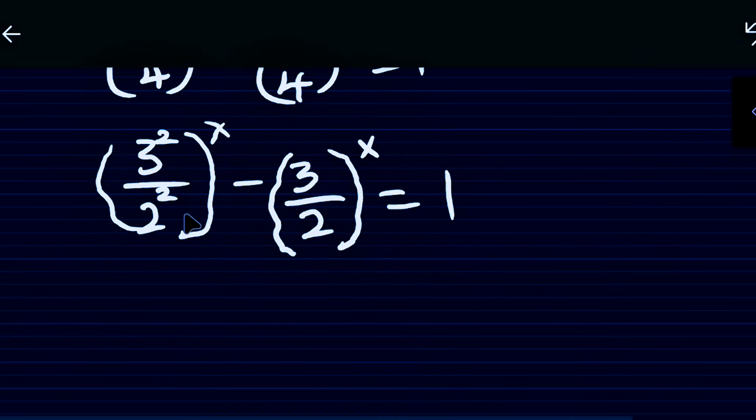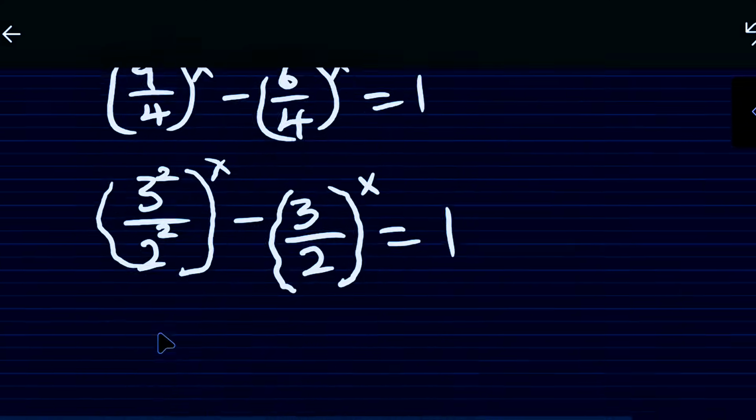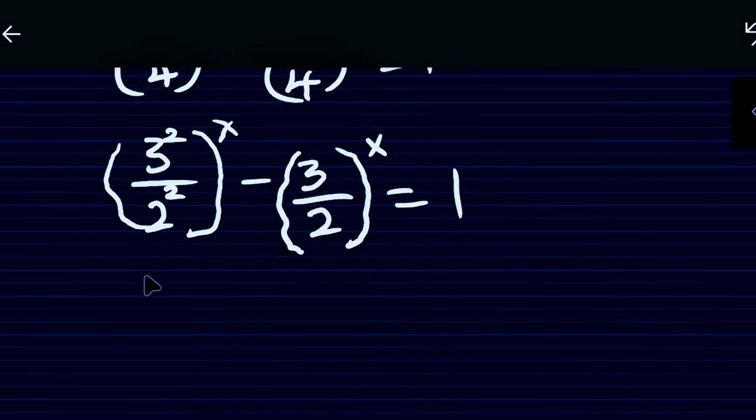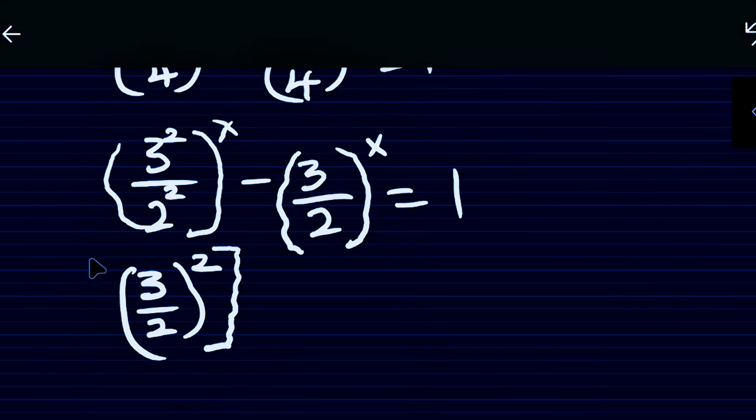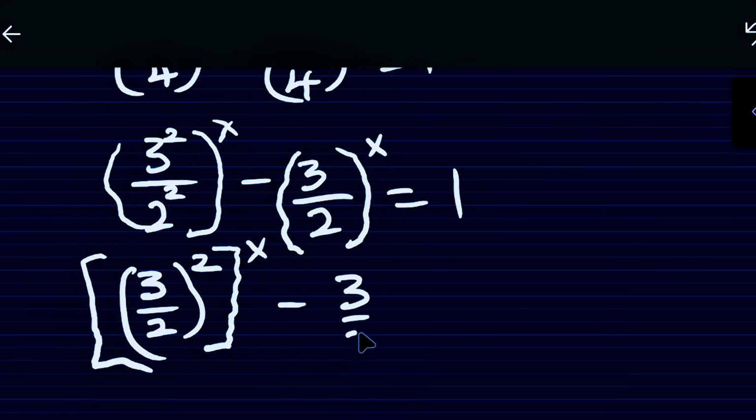Okay, so from here you can see that we'll have a common exponent here as well, so we are going to apply this same rule here. Okay, if we do that, we'll have 3 divided by 2 squared. Okay, we took 1 since they are common. Then let's introduce square bracket, then exponent x, then minus 3 divided by 2 all exponent x, and this equals 1.